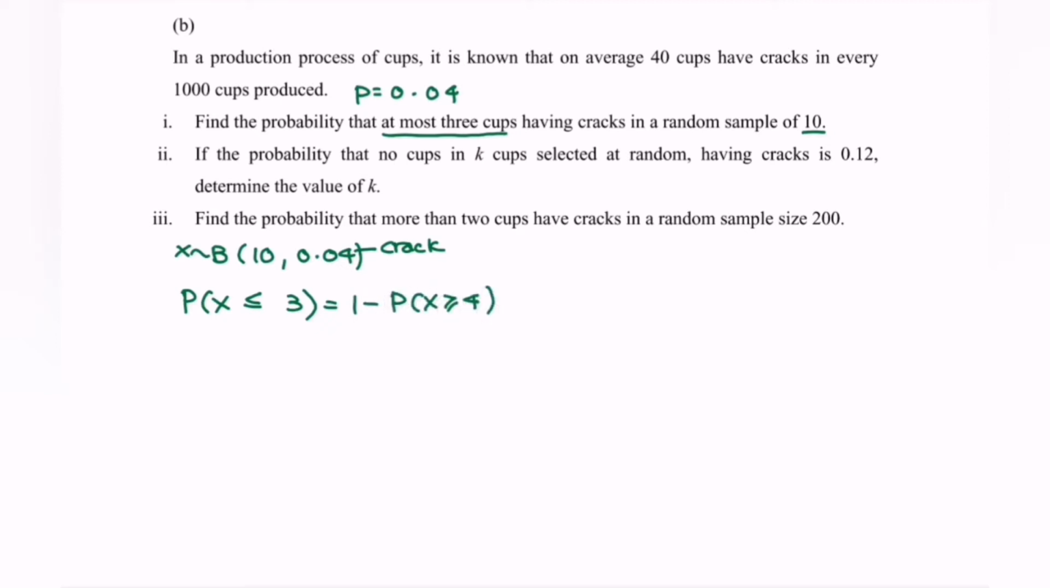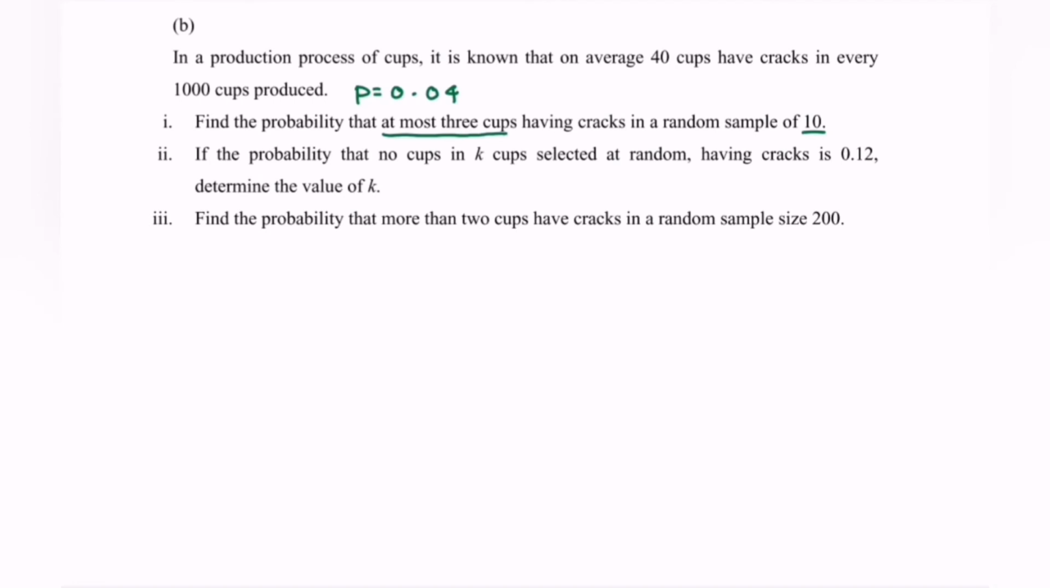By referring to the table, we have 1 minus, for the probability X greater than or equal to 4, it equals 0.0004. So simplify the situation. The probability that X is less than or equal to 3 is equal to 0.99996.